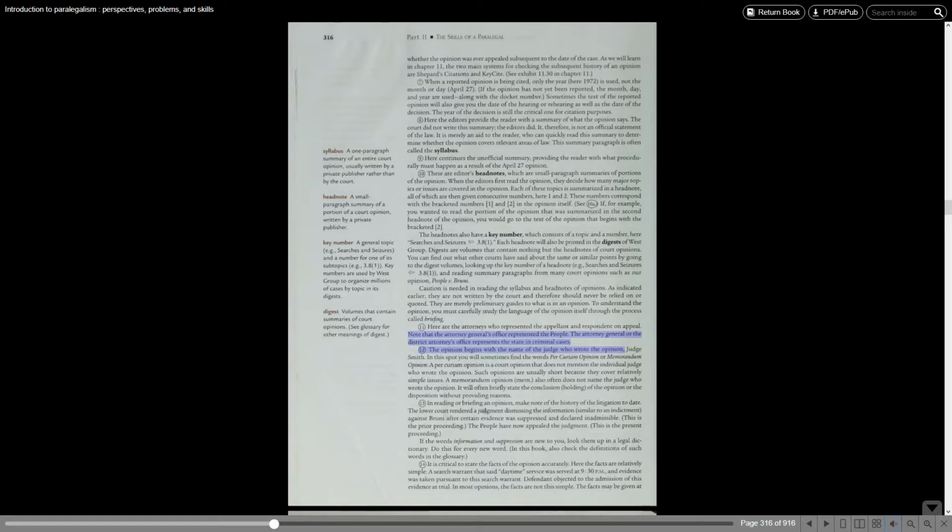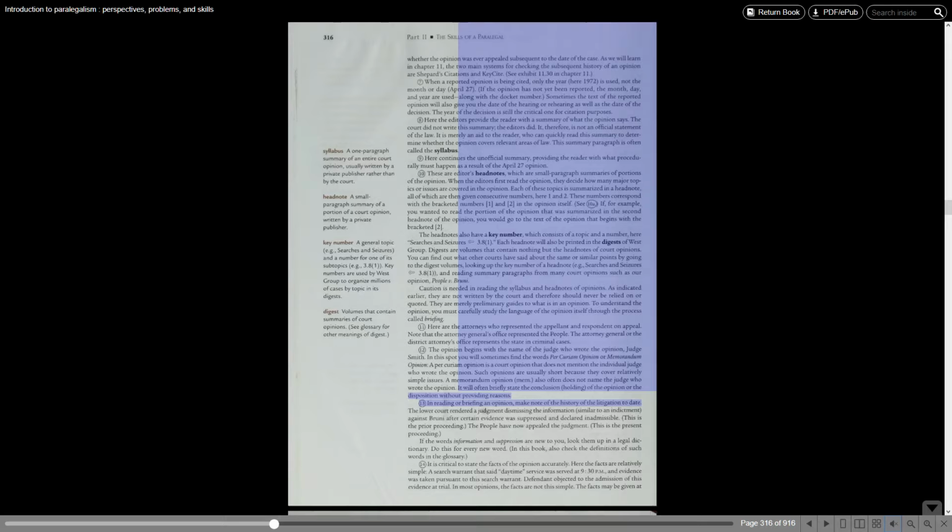12. The opinion begins with the name of the judge who wrote the opinion. Judge Smith. In this spot you will sometimes find the words per curiam opinion or memorandum opinion. A per curiam opinion is a court opinion that does not mention the individual judge who wrote the opinion. Such opinions are usually short because they cover relatively simple issues. A memorandum opinion (mem) also often does not name the judge who wrote the opinion. It will often briefly state the conclusion, holding of the opinion or the disposition, without providing reasons.